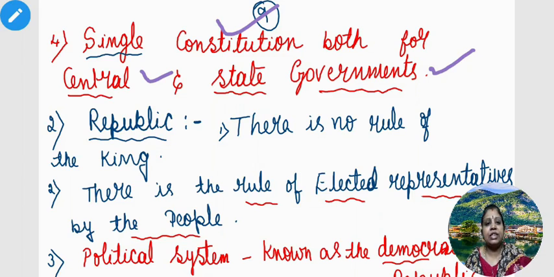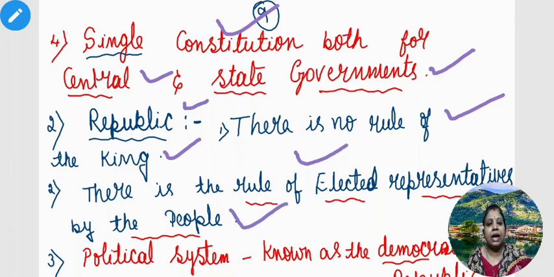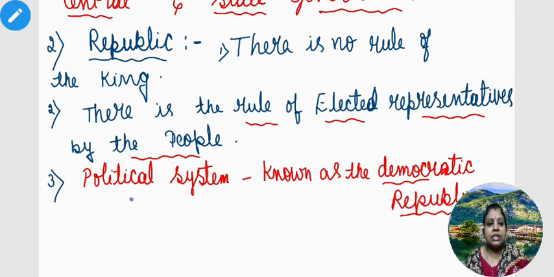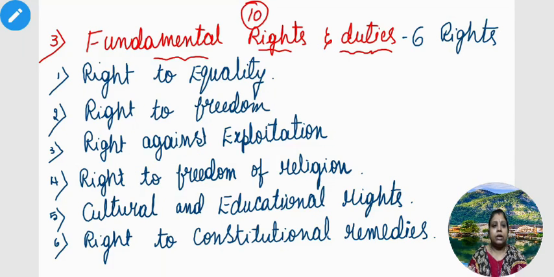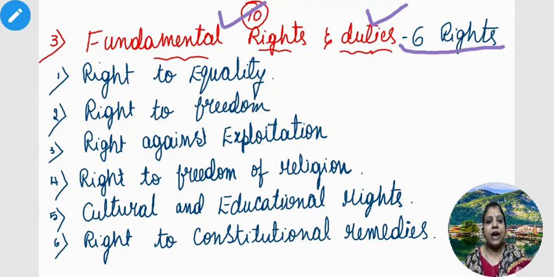The second point of the salient features is republic. There is no rule of the king; there is the rule of the representatives elected by the people. Our political system is known as a democratic republic. The third salient feature is fundamental rights and fundamental duties. There are 6 fundamental rights we have to follow.